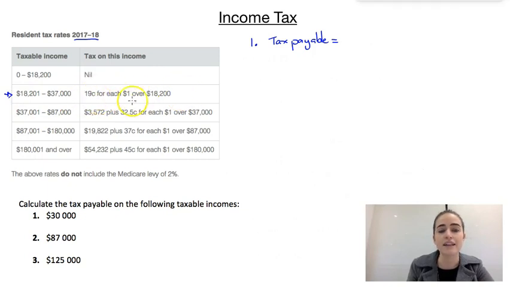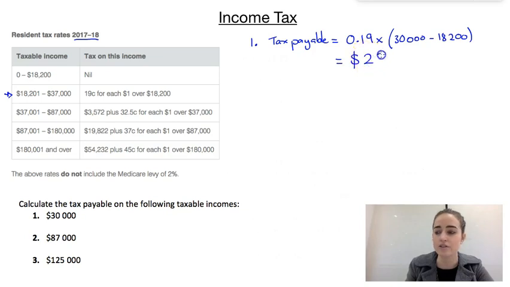We're going to have 19 cents for every dollar over that $18,200. So we have to figure out how much over that we are, and then it's 19 cents for each of those dollars. 19 cents, we write that as 0.19. So we're going to have 19 cents times how much we're over 18,200. We're going to go our 30,000 minus our 18,200. That's going to tell us how much over we are. And if we work out that calculation, we're going to end up paying $2,242 in tax.